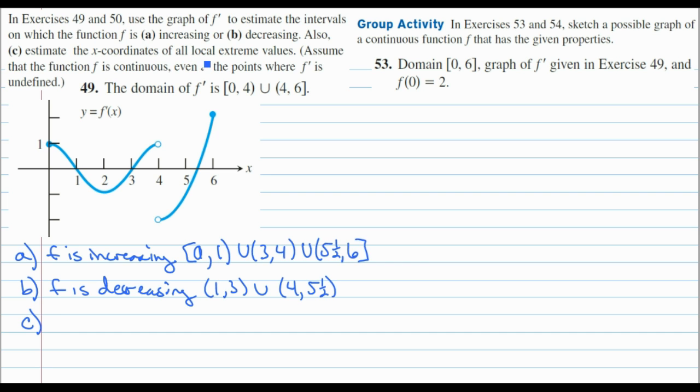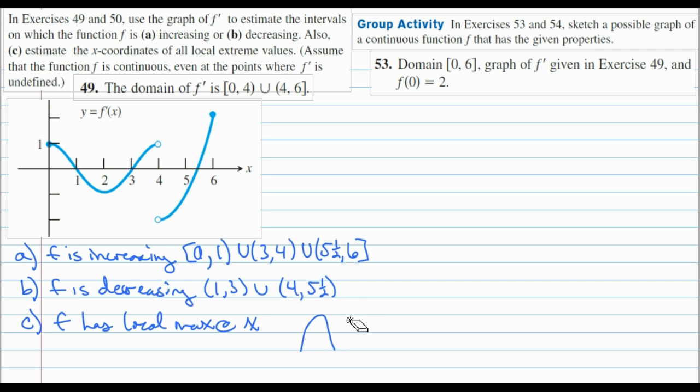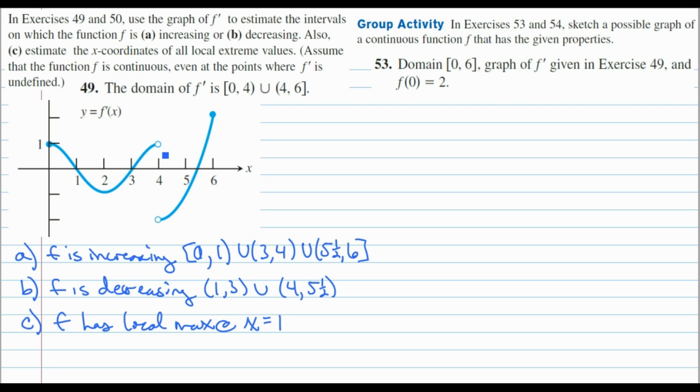Let's see, C. Estimate the x-coordinates of all local extreme values. Okay, so extreme values are going to be where f changes from increasing to decreasing or decreasing to increasing. So that means f prime is going to change from positive to negative or negative to positive. So f is going to have local maxes where f changes from increasing to decreasing, so f prime changes from positive to negative. That's at 1, not 3. Positive to negative does happen at 4, so there is a maximum of f at 4.